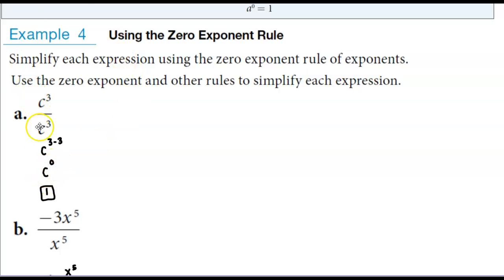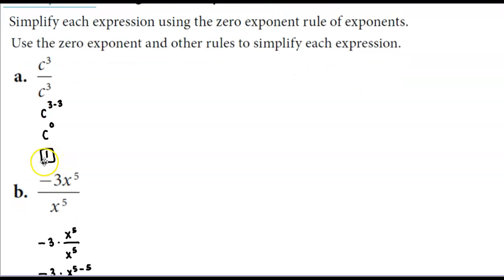Now again, going back to that rule, we have a base that has a power of 0, which then becomes a value of 1. If you look up here, c to the third divided by c to the third would simplify to 1. So that's a proven way to know that your answer is going to be 1.